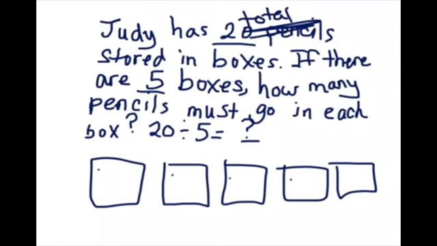1, 2, 3, 4, 5. Oops. Let me make sure that made it in the box. All right. There's number 5. Okay. 6, 7, 8, 9, 10, 11, 12, 13, 14, 15, 16, 17, 18, 19, 20. Ooh, I stopped right there. How many pencils went in each box? You should have said 4. So 20 divided by 5 equals 4 pencils.